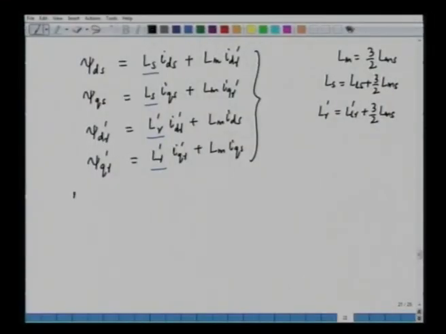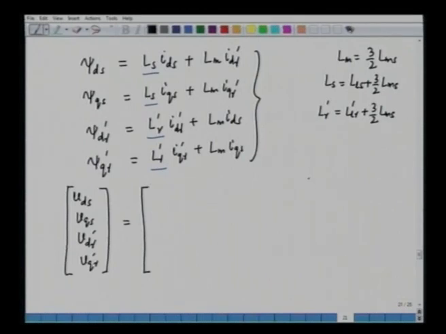So, we can now write down the expression for the voltages, and we can write them in a matrix form: VDS, VQS, VDR and VQR. We just have 4 variables as opposed to 6 variables in ABC frame.